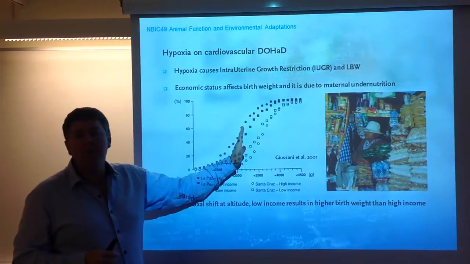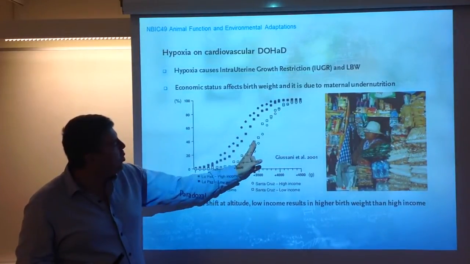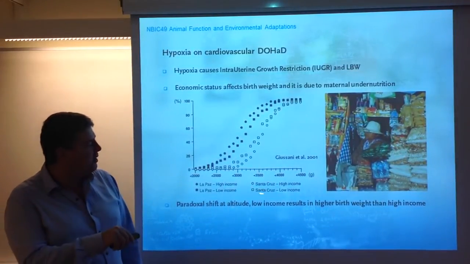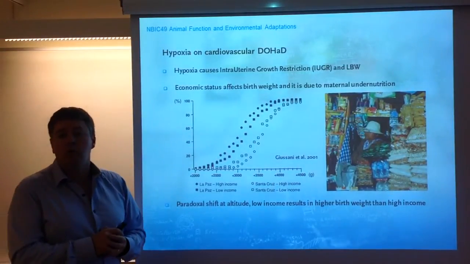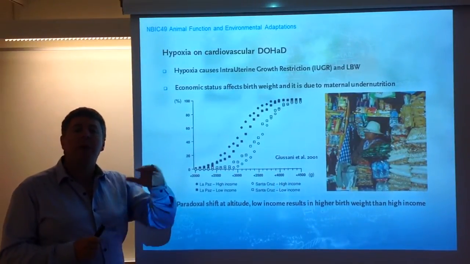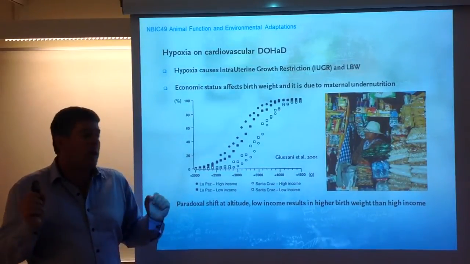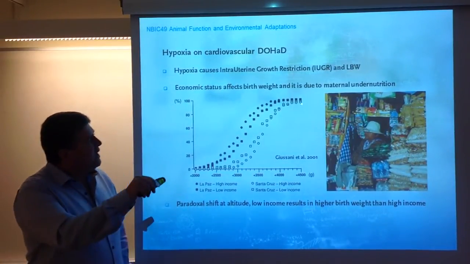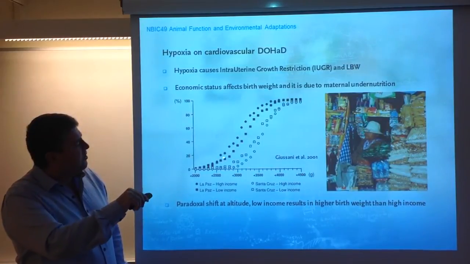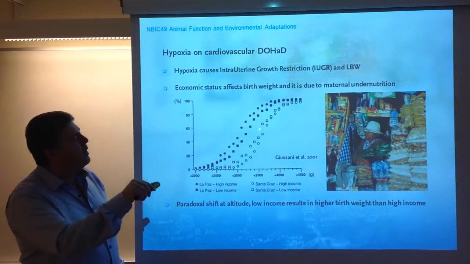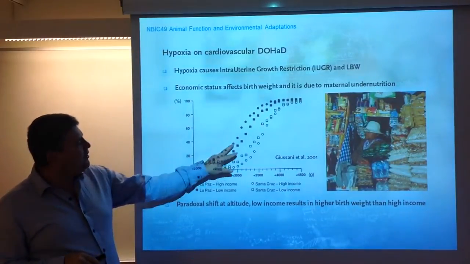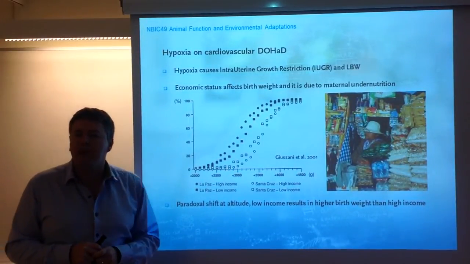There are more babies that are smaller than babies born in the city of Santa Cruz. Santa Cruz de la Sierra is a city sitting close to the jungle, basically, at much lower altitude in Bolivia as well. So babies born in La Paz are smaller, this curve is shifted to the left, than babies born in Santa Cruz. But what these figures are also showing is something else.